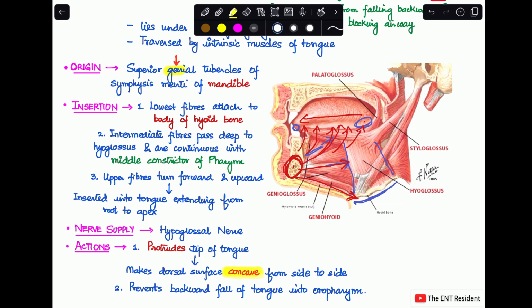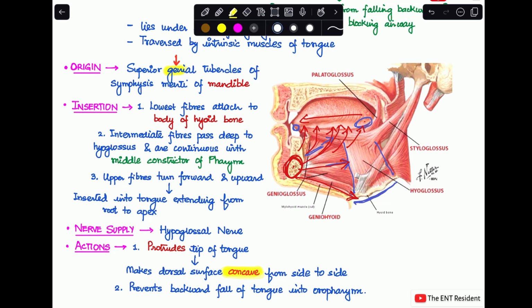So this is the function of the genioglossus muscle. And lastly, because it is protruding the tongue, it is also responsible for preventing the backward fall of the tongue into the oropharynx. And this is the reason why it is called the safety muscle of the tongue. Because this muscle prevents the tongue from falling back into the oropharynx, it is preventing the blocking of the airway.